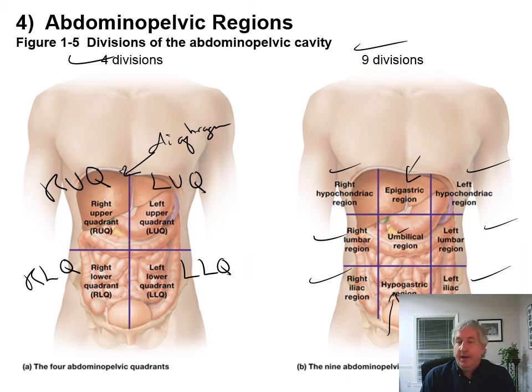Just remember right hypochondriac, below the ribs, right lumbar, right iliac, then left hypochondriac, left lumbar, left iliac, epigastric, umbilical, hypogastric region. Next slide.